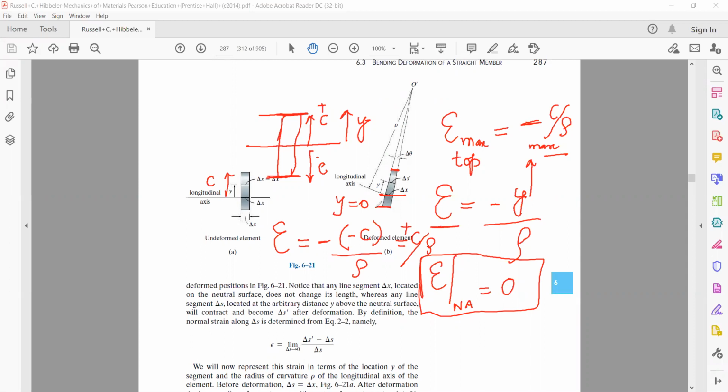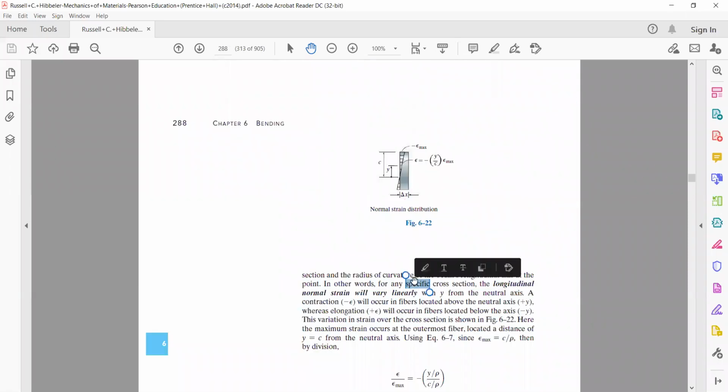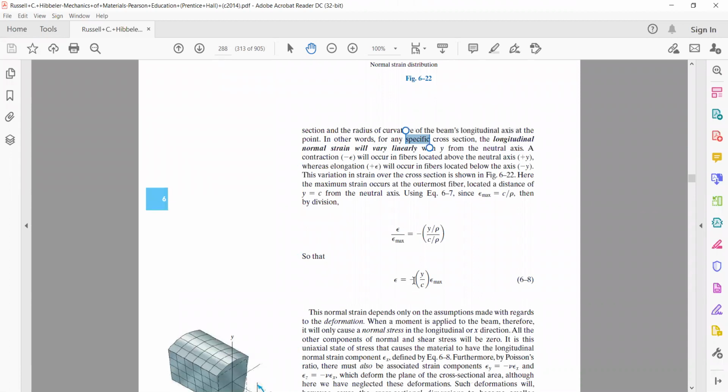Okay. So the basic formula that gives us the variation of the strain across the beam section is strain is equal to minus y by rho. This is the basic formula. Now, this is what we had derived yesterday. Let me write here, strain is equal to minus y by rho, and the maximum strain is equal to minus C by rho.